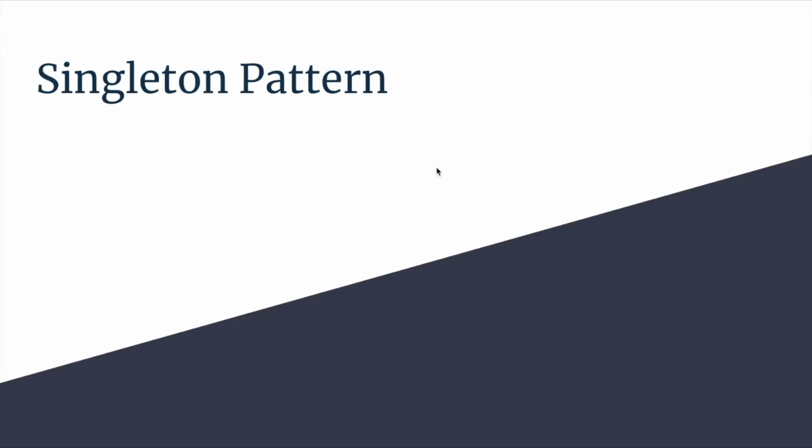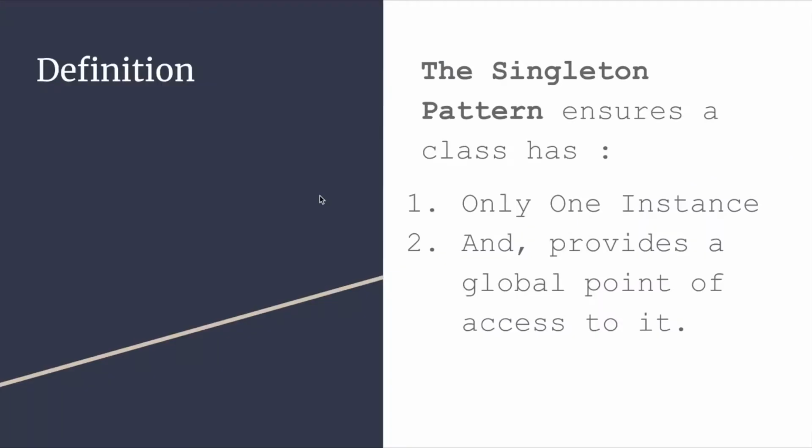To begin, let's understand the definition of Singleton pattern. The definition says the Singleton pattern ensures a class has two things. One, only one instance, and second, provides a global point of access to it.